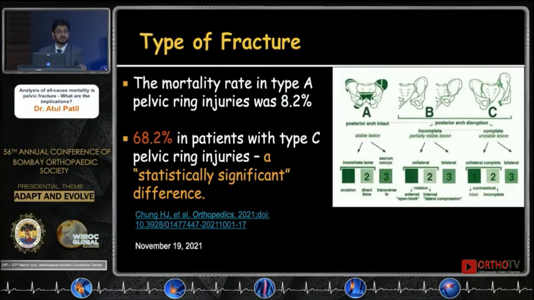So let's look at the type of fracture. The mortality is 8.2% in type A fractures, but it increases to 68.2% in type C fractures, which is statistically very significant, and you have to take care of these fractures very effectively to prevent mortality. Next slide.